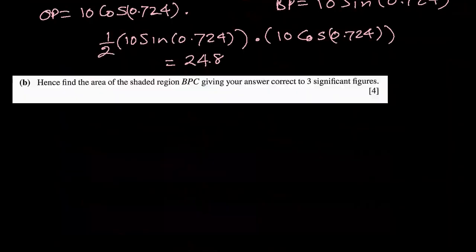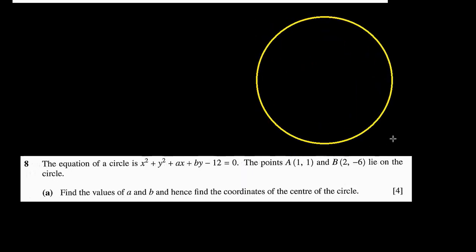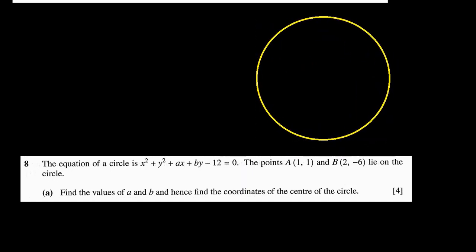Okay, the next question. The equation of a circle is given here, and the points (1, 1) and (2, -6) lie on that circle. So let's draw the circle. This is the circle. There's a point on it which is (1, 1) and the second point is (2, -6). Find the values of a and b and hence find the coordinates of the center of the circle.